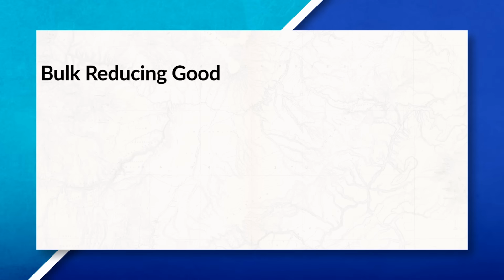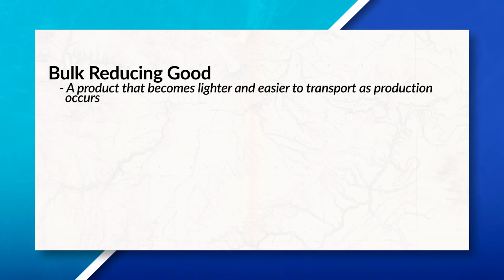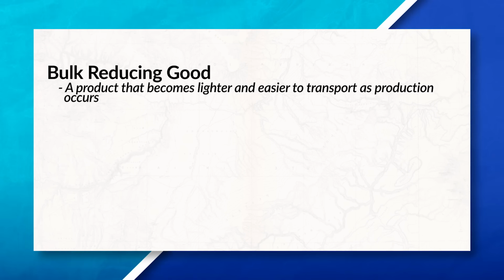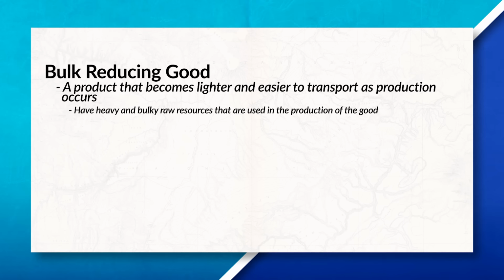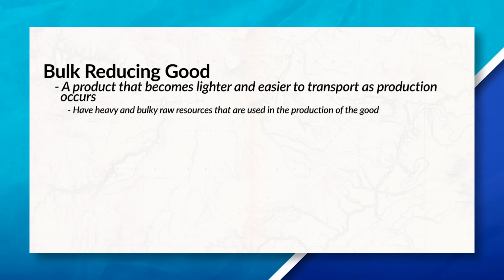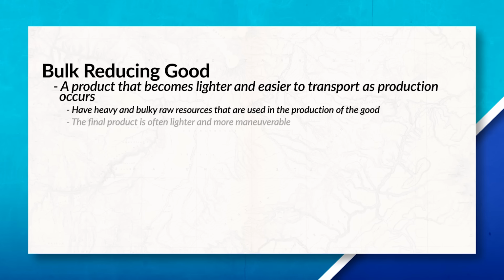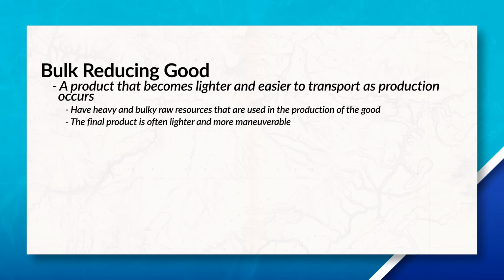Now, before we know exactly where we should have our production be located, we have to determine if our product is a bulk reducing good or a bulk gaining good. Bulk reducing goods are products that become lighter and easier to transport as they are produced. These goods have heavy and bulky raw resources that are used in the production of the good. But while the resources that are used in the production are bulky and heavy, the final product is often lighter and more maneuverable. Hence why these are known as bulk reducing goods. As production happens, the weight and bulk of the product reduces.